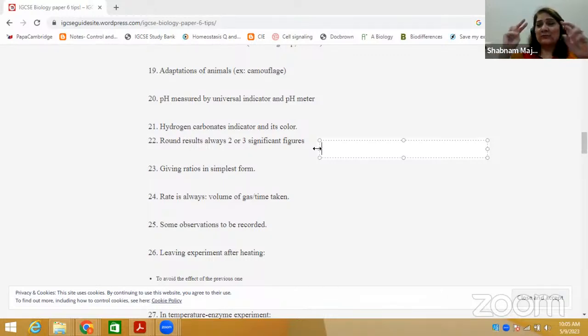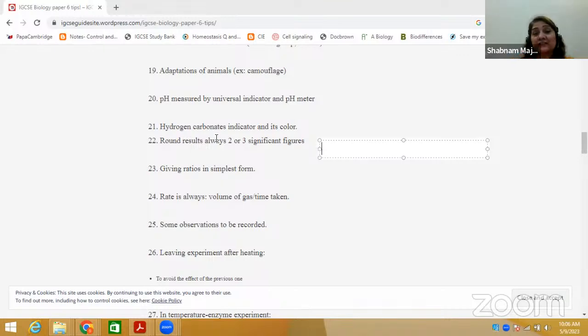And there are two very important terms we use. One is called qualitative, another one is called quantitative. Qualitative means whatever you can observe: color change, texture, appearance. Quantitative means exactly a numerical value. Quantitative, how much, what numerical value is given. So these are the things which you should know, very important.